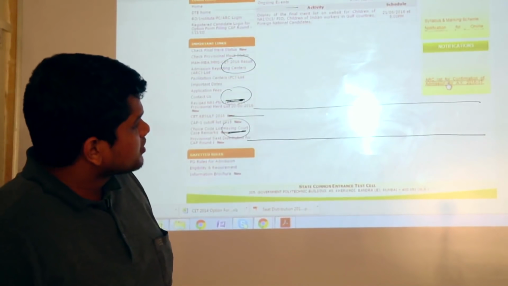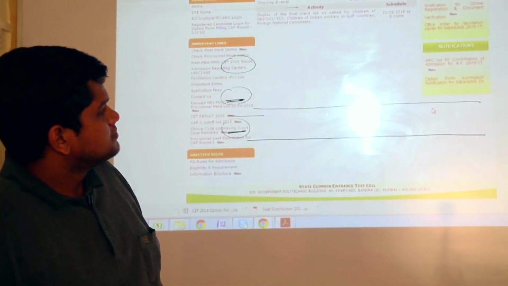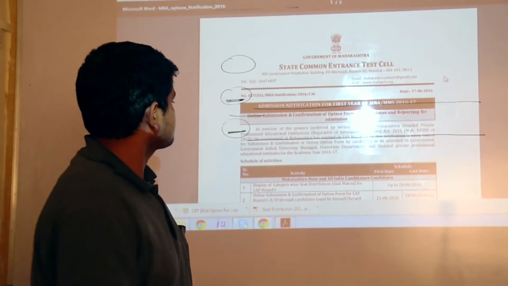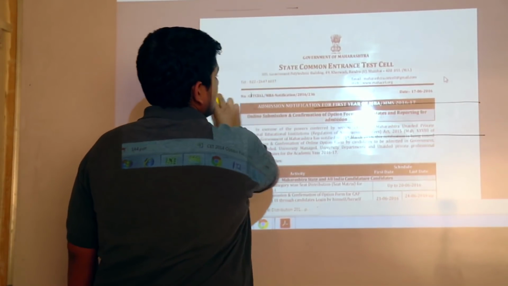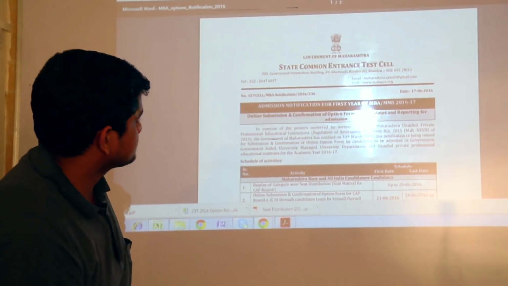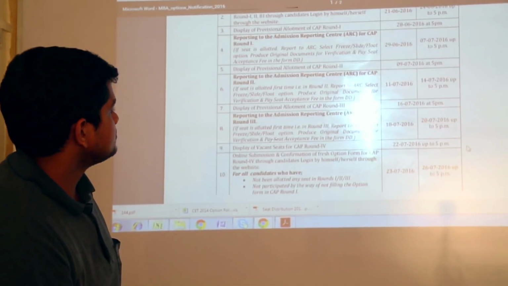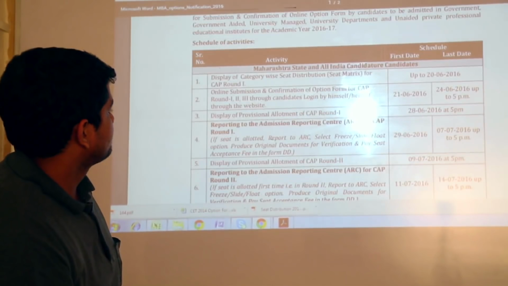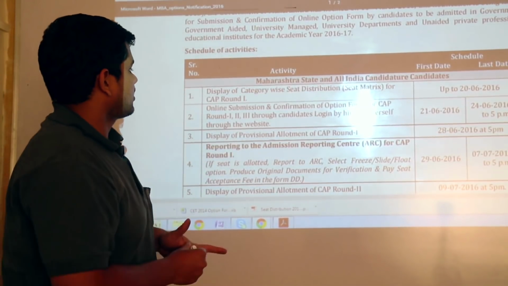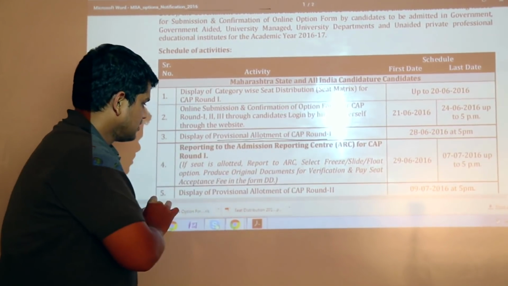But again, coming to this activity sheet, the activity schedule is, as I said, after you are allotted, the display of provisional allotment in Cap Round 1 is done.